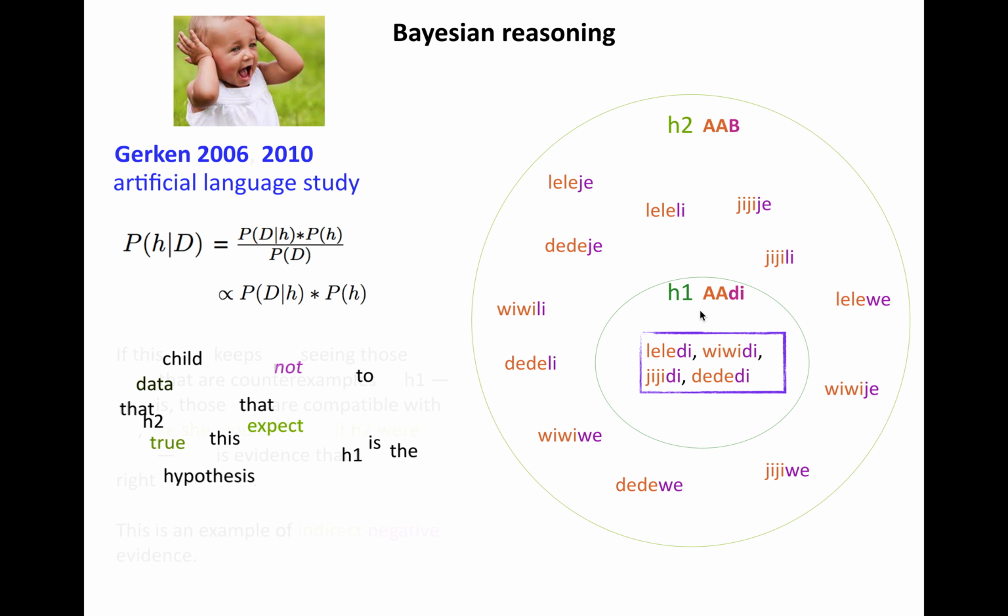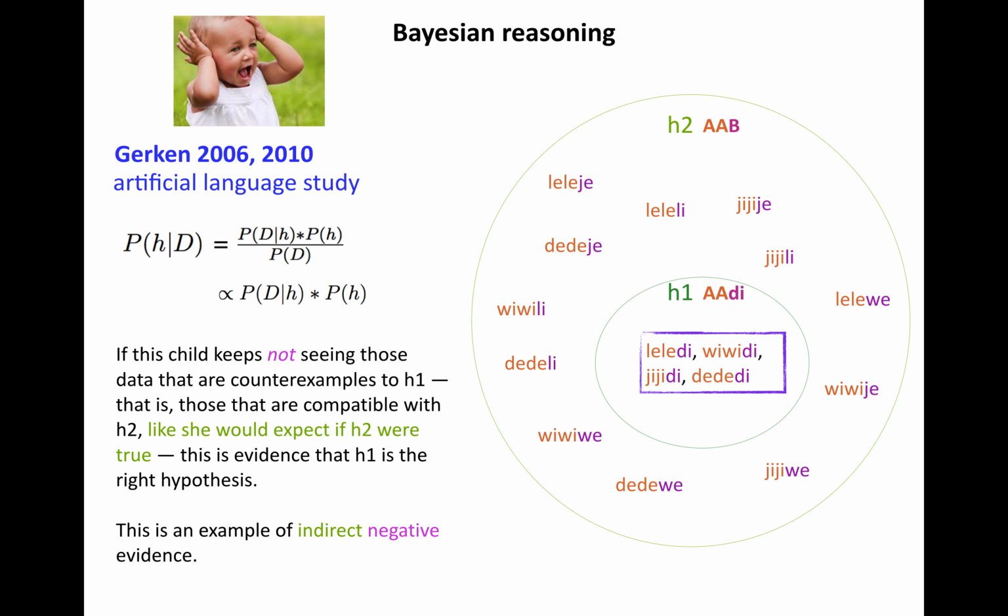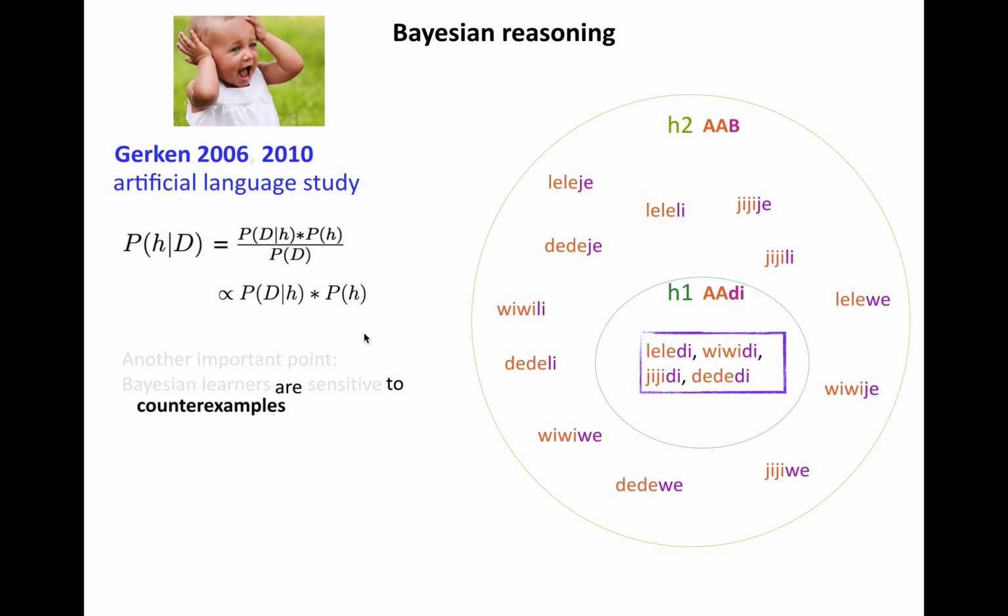And so if a child keeps not seeing those data that are counterexamples to H1, that is, those that are compatible with H2, like she would expect to see if H2 were true, this is evidence that H1 is in fact the right hypothesis, the lack of counterexamples. So this is an example of indirect negative evidence because this is what she's expecting to see and what she keeps not seeing. So the indirect is about expectations rather than certainty, and negative is about what's not in the input.